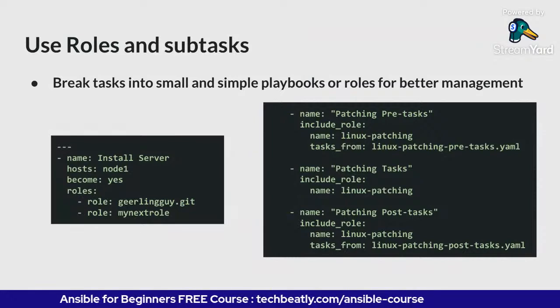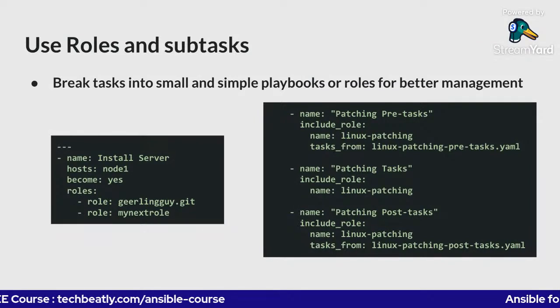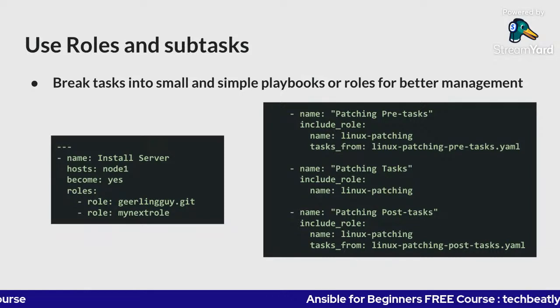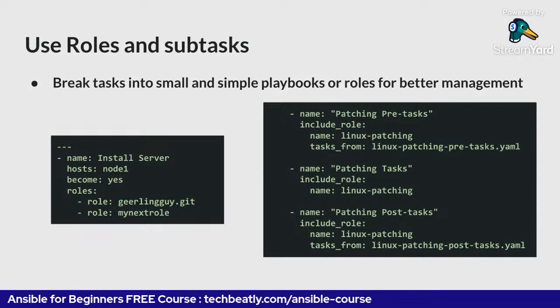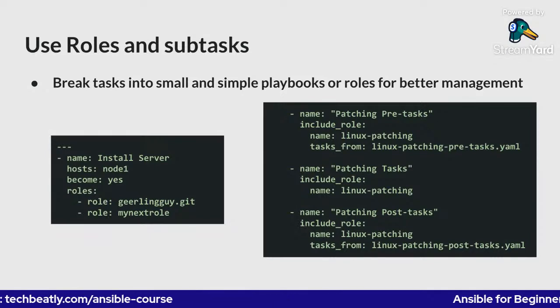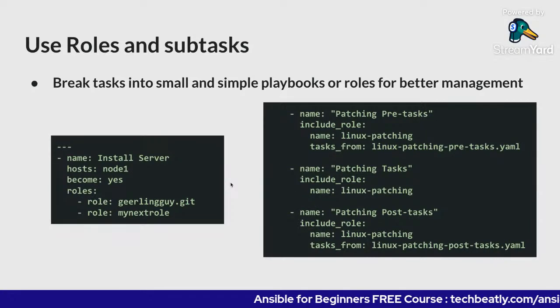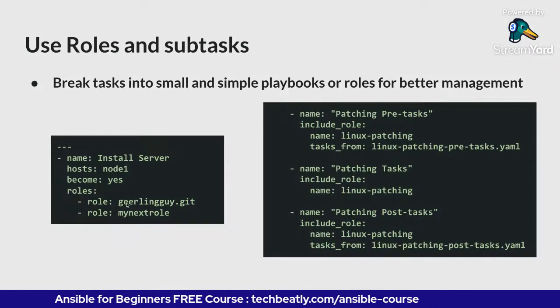So this is the roles and subtasks I was talking about earlier. Instead of writing a lot of things in a single playbook, hundreds of lines, try to make simple roles and subtasks. Maybe this is your main playbook. We are installing some server on node 1. Then I'm using a role called guy.git, and the next role is my next role, something.